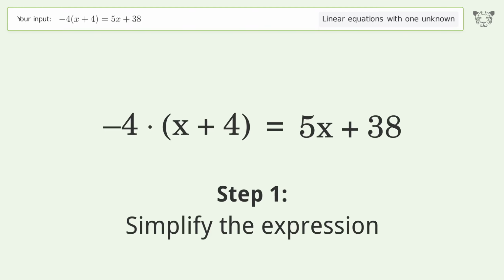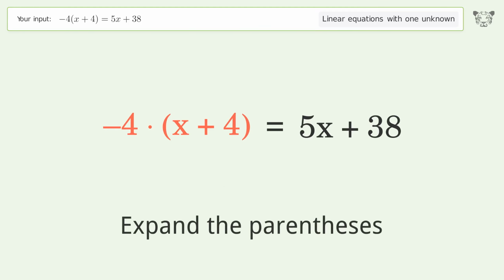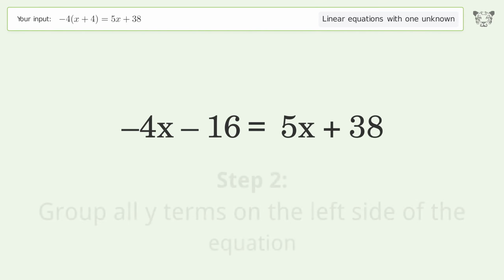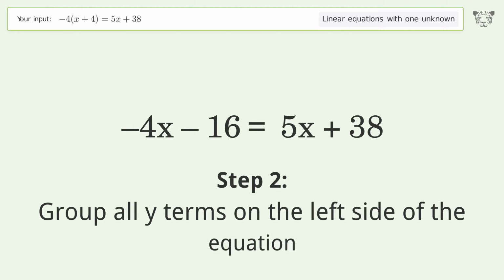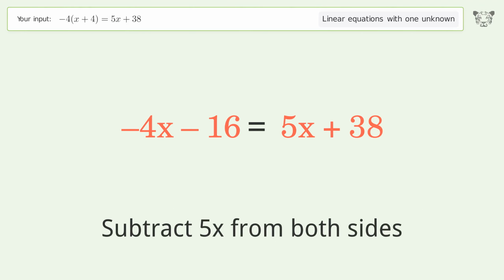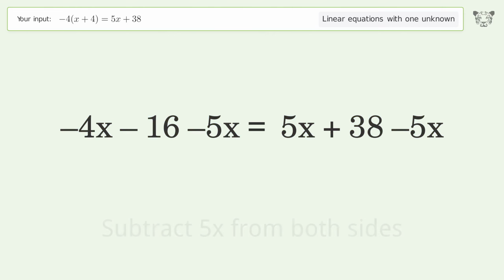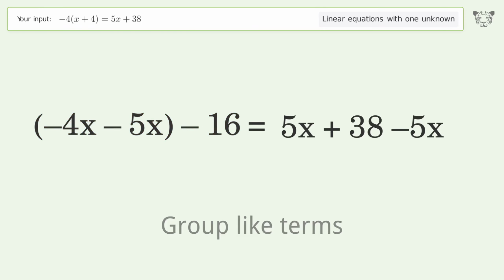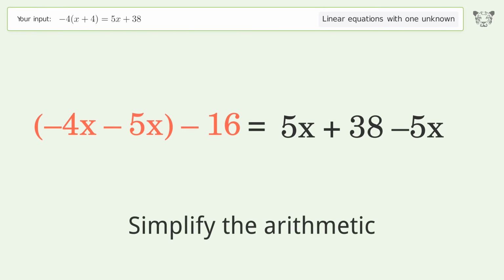Simplify the expression. Expand the parentheses. Simplify the arithmetic. Group all y terms on the left side of the equation. Subtract 5x from both sides. Group like terms. Simplify the arithmetic.